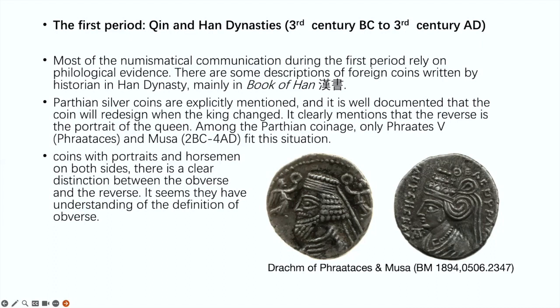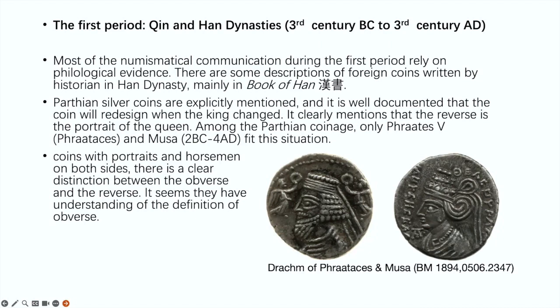Another funny example is the Parthian coin in the Han Shu, written in the 1st century. It's very clearly noted that the Parthian Empire issued a kind of silver coin, where the obverse is the king's head and the reverse is the queen. We know the situation, which is Phraates V and Musa, and this coin is actually quite rare, to be honest, but it's clearly noted in the Han Shu. So that means in that period, the Han Dynasty people knew the designs of those foreign coins.